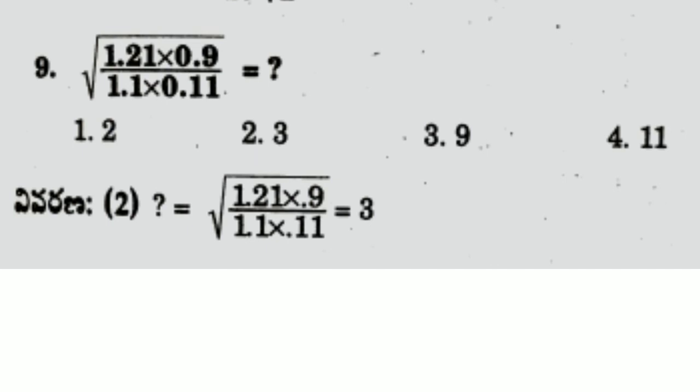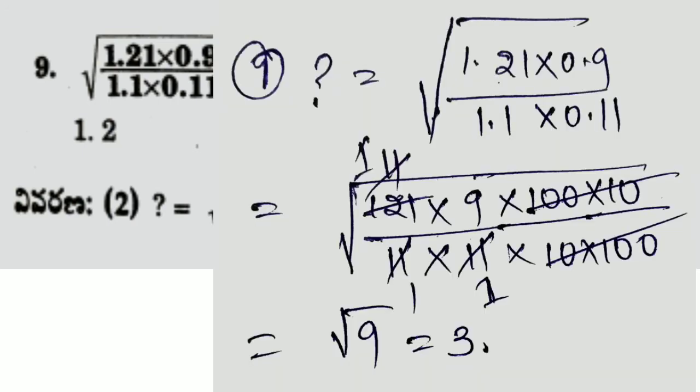Ninety-first, under root of 1.21 into 0.9 by 1.1 into 0.11 is equal to how much? The options are 1) 2, 2) 3, 3) 9, 4) 11. It is very simple and easy. We can write it as 121 into 9 into 100 into 10 by 11 into 11 into 100 into 10. So 100 into 10 get cancelled. 11 ones are 11, 11 11s are 121, and they get cancelled. So under root of 9, root 9 value is 3.